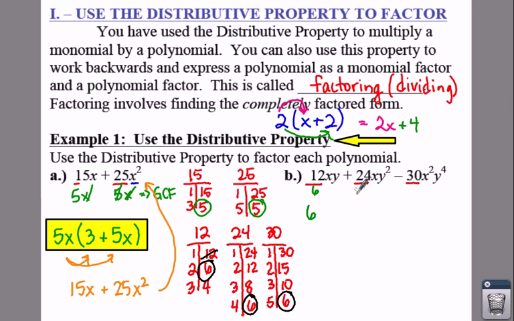So I'm going to put a 6 underneath here just to show we're going to do some division. Next thing you do is you look at your x's. So I have 1x here, and I have x squared here. The most you have in common is just 1x. So we can only take out an x from each of those three terms. Then you look at your y's. I have a y squared, and y to the fourth. The most amount of y's we have in common is also just 1. So we have 1y here. We can take out a y.